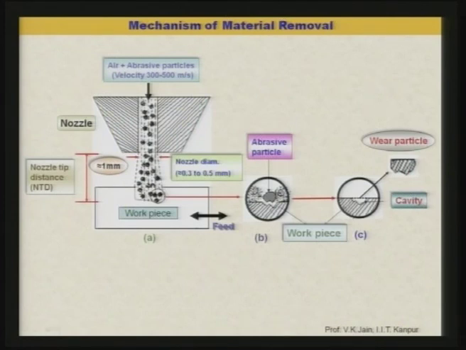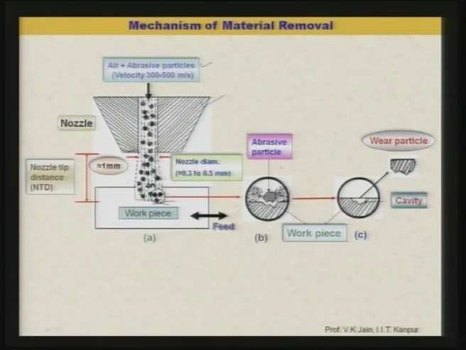Here is the nozzle, where you can find air plus fine abrasive particles coming at a velocity ranging between 300 to 500 meter per second. Now, these abrasive particles at high velocity come and hit the workpiece surface, as you can see here. The nozzle diameter normally is kept between 0.3 to 0.5 millimeter, and the gap between the bottom of the nozzle and the top surface of the workpiece is normally around 1 millimeter.